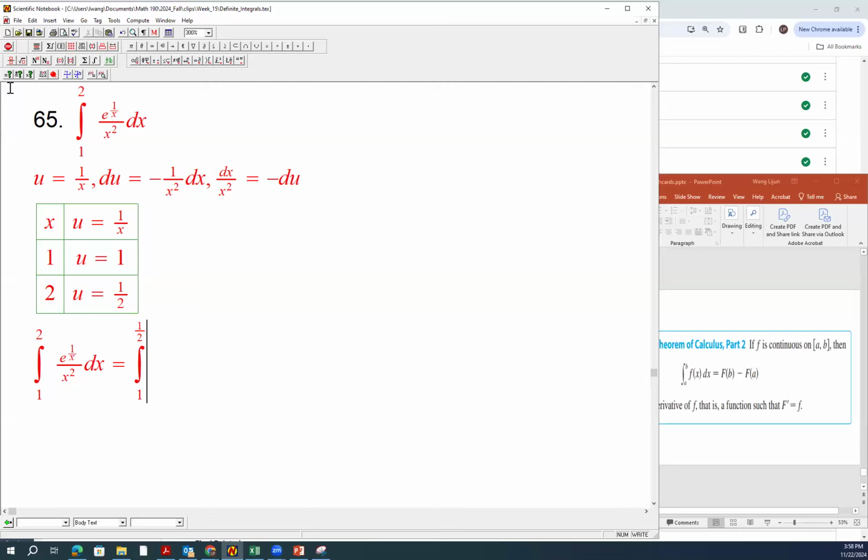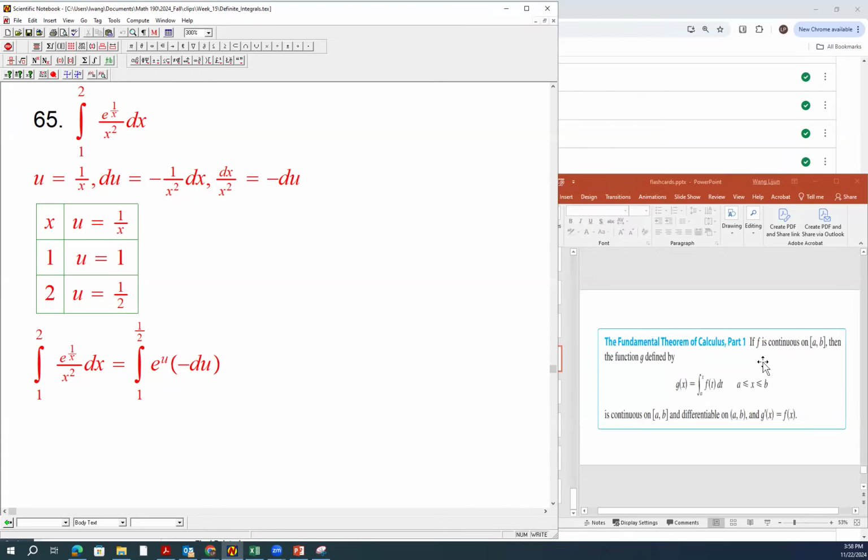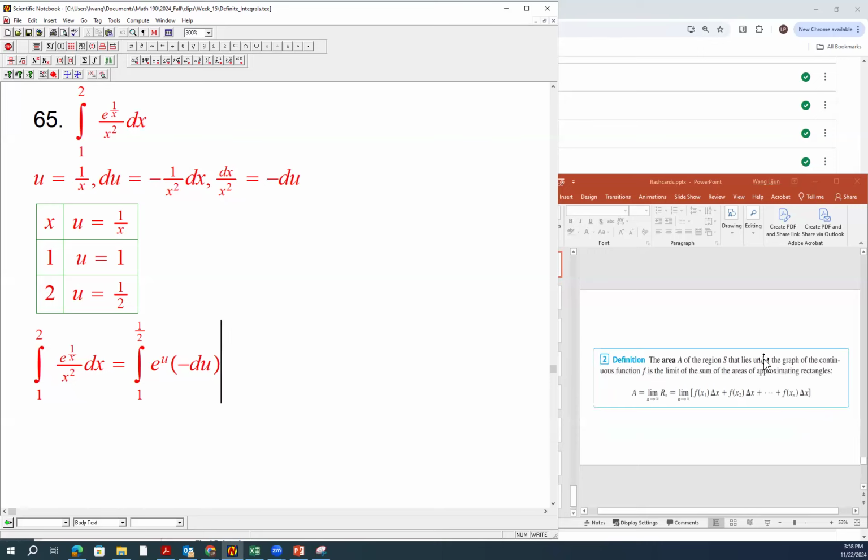e to the power of u. And dx over x squared is negative du. So 1, 2, 3, all substituted. But there's another thing. Remember, we have learned a property when we swap the upper limit and lower limit. I'm going to show you which property that is.